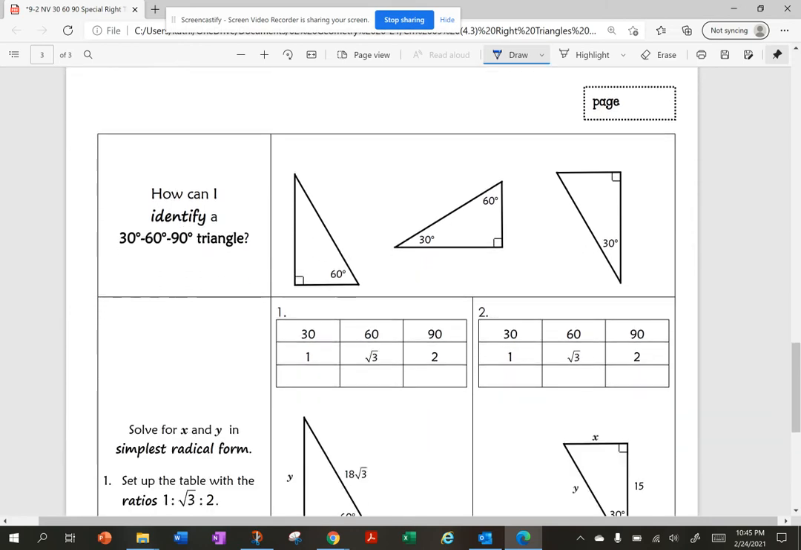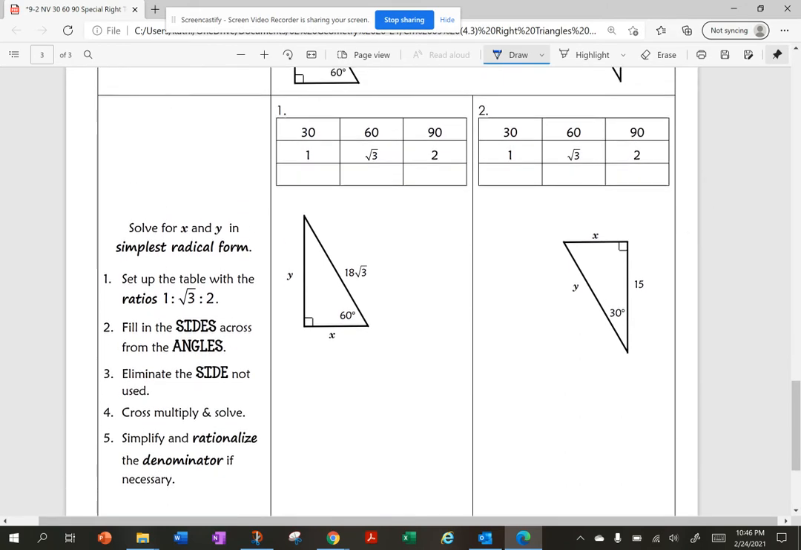So how can I identify a 30, 60, 90 triangle? Well, I can see if I have a 90 degree and a 60 degree. I know by triangle sum that this has to be 30 degrees. So the same thing is true. If I have the 90 and the 30, I know this is going to be 60. Or I can be given all three. So I just need to know 2 of the 3 angles, and I know I have a 30, 60, 90 special right triangle.